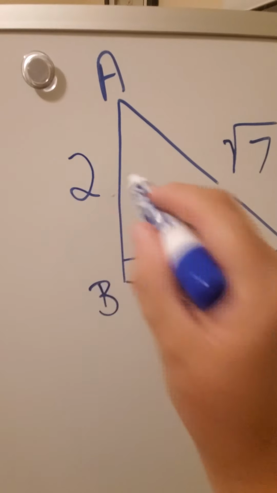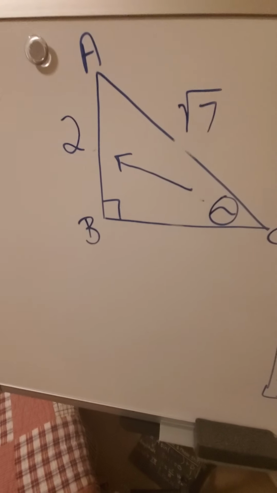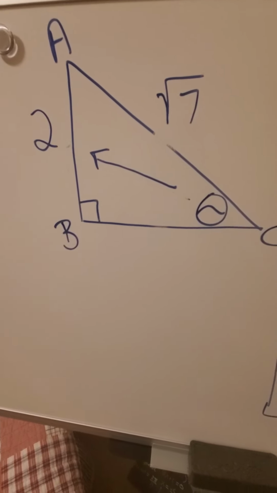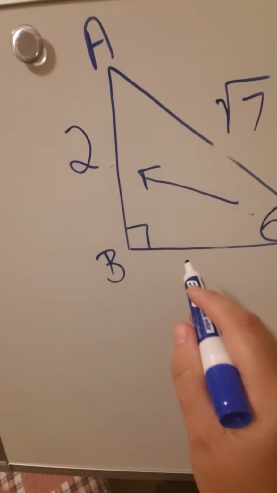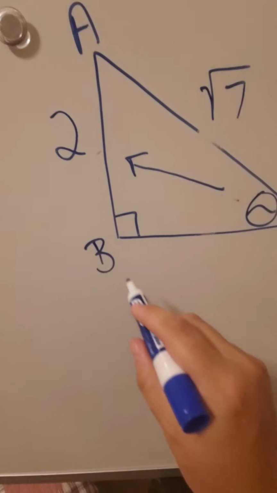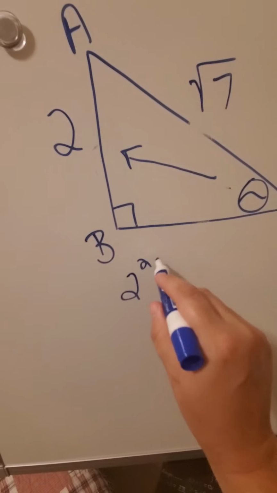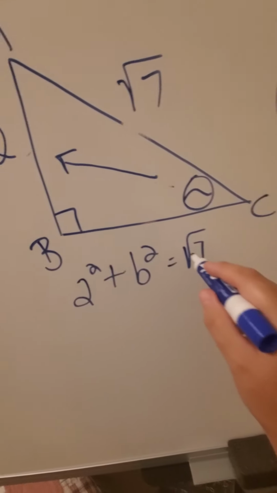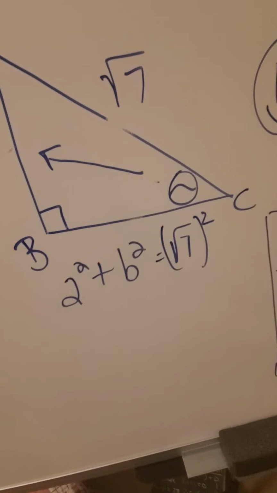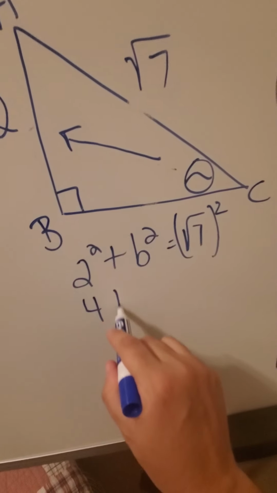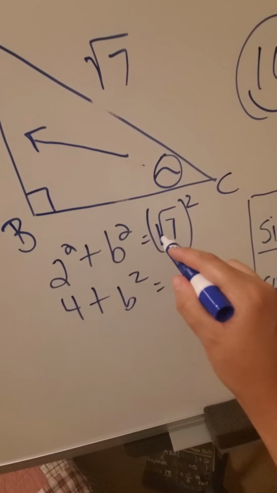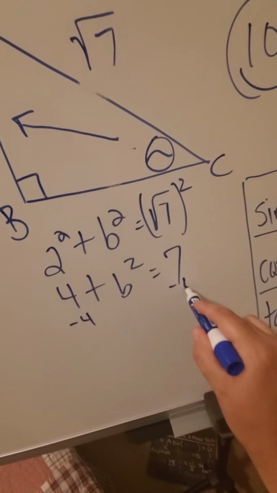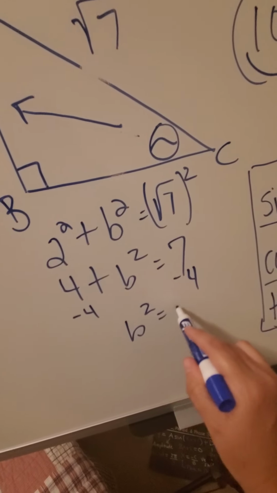would be 2. Now here again, if I have two sides, I can use Pythagorean theorem to figure out the third side. Now this time, I don't have one of my sides. Earlier, I didn't have my hypotenuse. So 2 squared plus I don't know squared equals the square root of 7 squared. Okay? 2 squared is 4. And square root and square cancel each other, so I have 7. I'm going to subtract 4. B squared would equal 3.